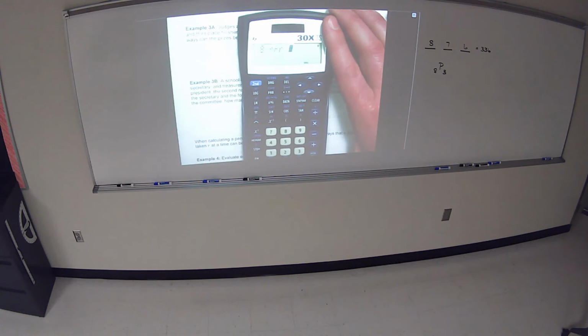Now, you can't be done yet. All you've done is told your calculator the value of n in this problem needs to be 8. You still need to give the value of r. Out of those 8 items, or 8 athletes, how many are we choosing from? 3.